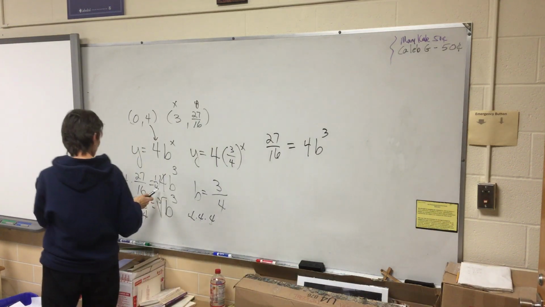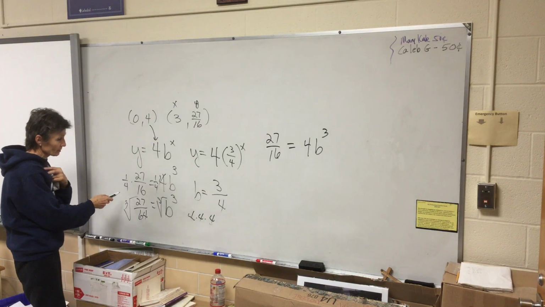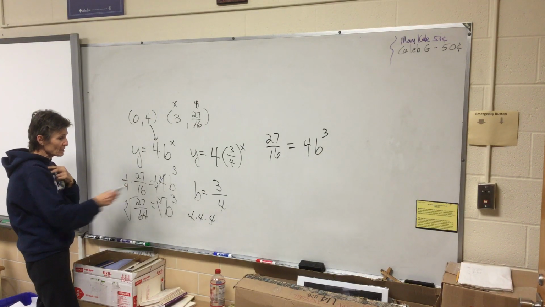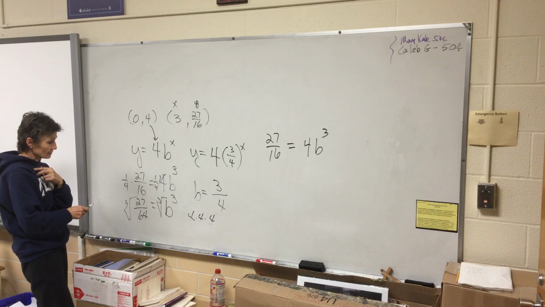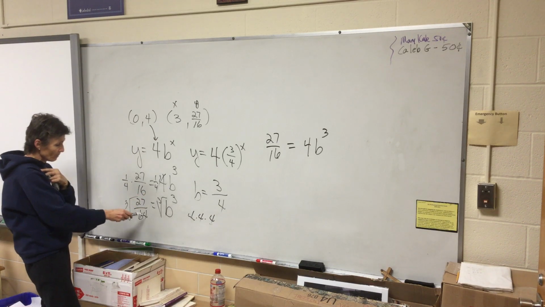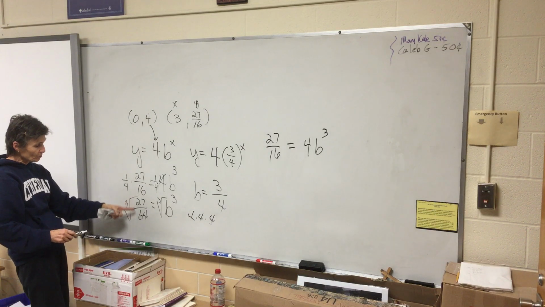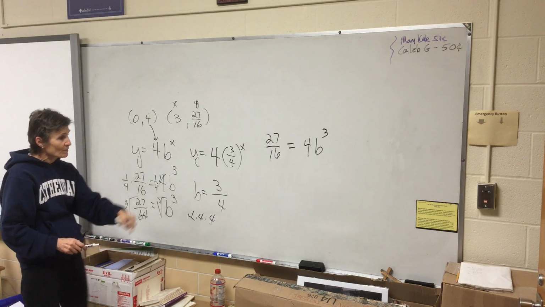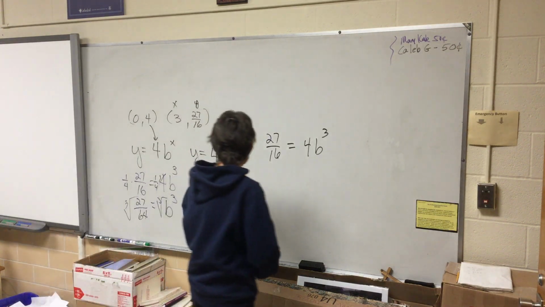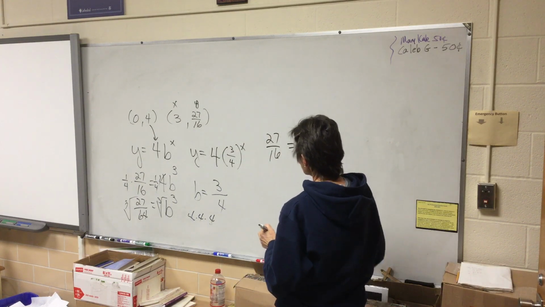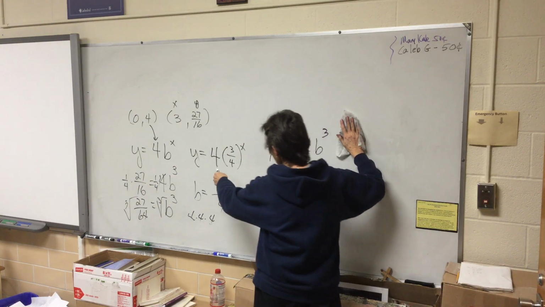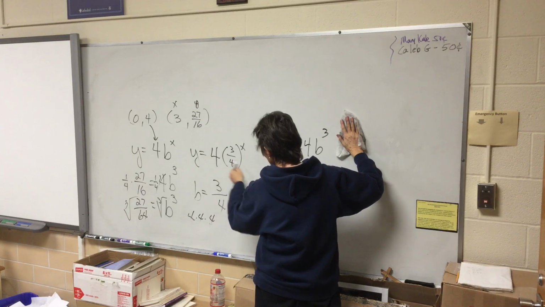I multiplied by a fourth. So I had b cubed by itself. And then I cube rooted both sides so that I could figure out what b was. And it turned out to be the cube root of 27/64. Then I went back and plugged it into my equation. So that's my a value and that's my b value.